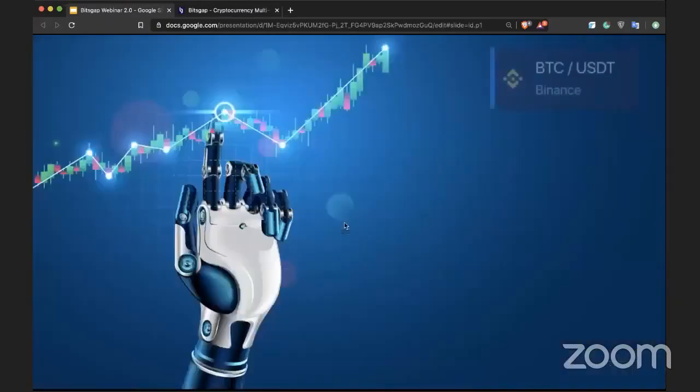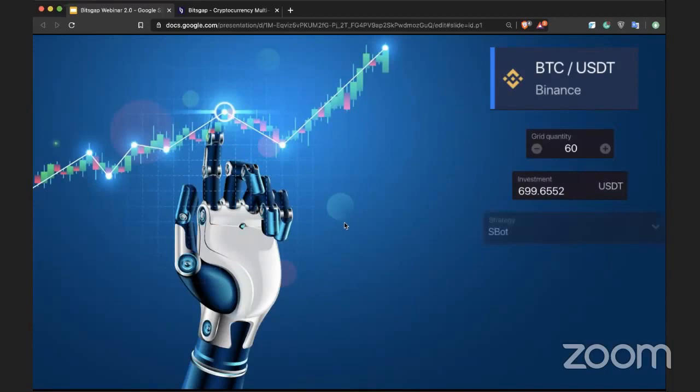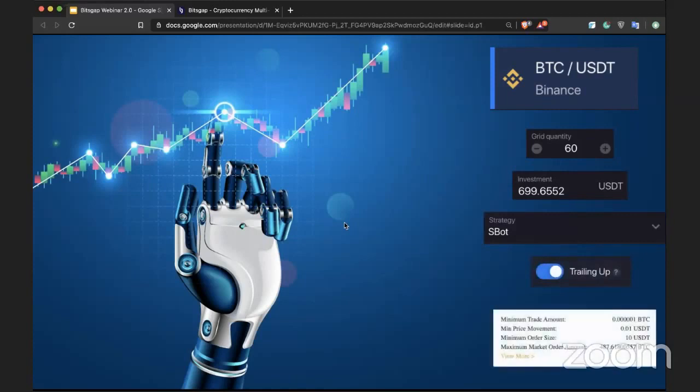Another example, it's BTC trading to USDT, and this time I had 60 grid levels. I had a total investment value of 700. I used the SBot high frequency trading strategy here with the trailing up function on. And I also took into account the required size to initiate the bot.